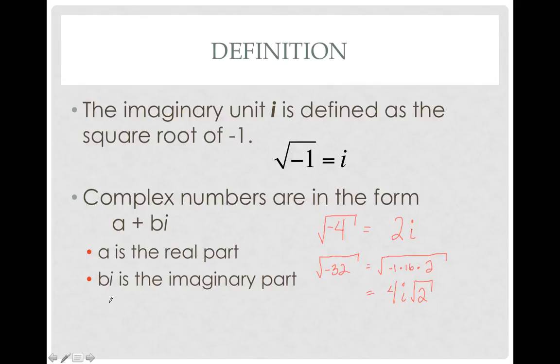If I was to write 2i as a complex number in complex form, there is no real part to 2i, so it would just be 0 plus 2i. Well, a plus bi could be something like 3 minus 2i, 3 plus 2i, anything like that.